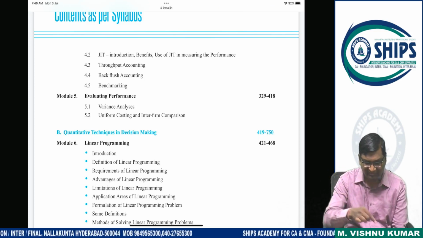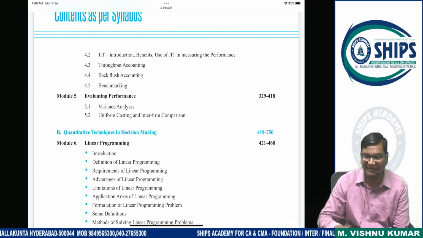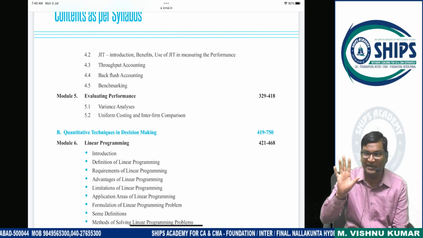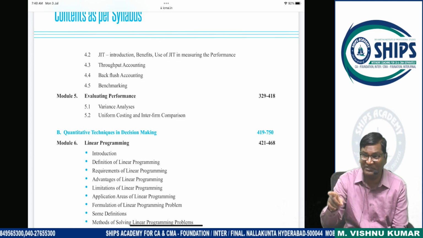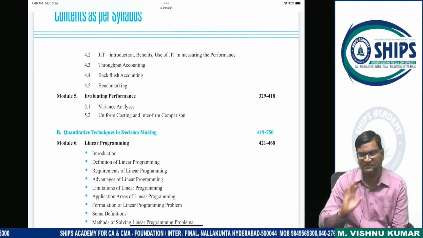Direct labor is treated as fixed here. When we study throughput accounting, only direct material is variable. Only direct material is what? Because nowadays, direct labor is fixed.